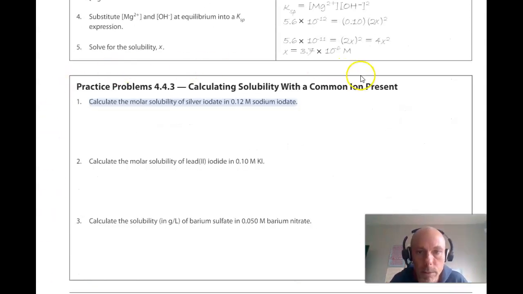All right, one more problem to do. We're on the same page, just scroll down looking at practice problem 443 here, highlighted in blue. Calculate the molar solubility of silver iodate in a 0.1 sodium iodate solution. So it is the iodate that will be the common ion with silver iodate, and this problem will solve very similar to the one above. Give this one a shot, set up your ice table, take that mathematical shortcut, see how your answer compares to mine. Have fun solving this.